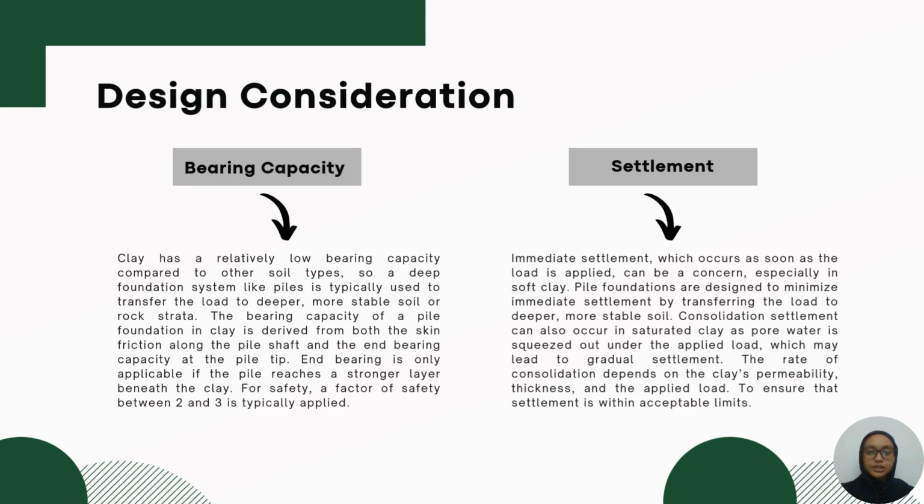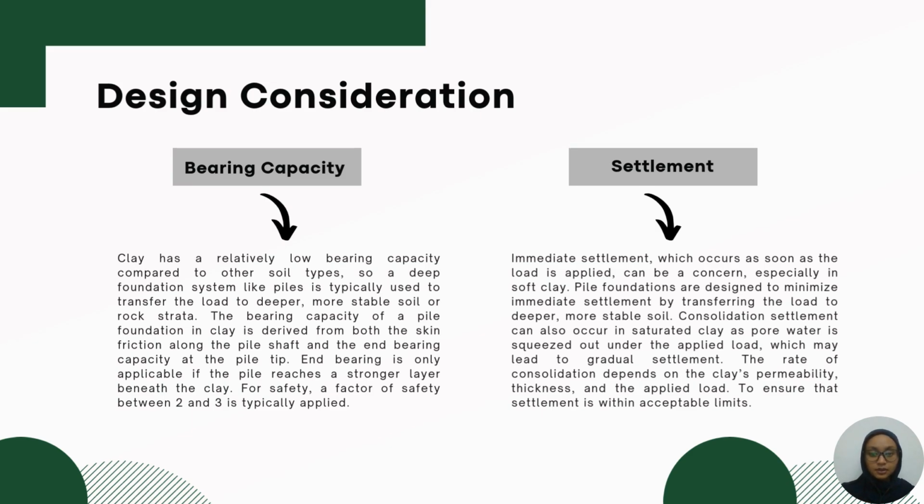Okay, design consideration with bearing capacity and settlement. For bearing capacity, clay has a relatively low bearing capacity compared to other soil types. So a deep foundation system like piles is typically used to transfer the load to deeper, more stable soil or rock strata. The bearing capacity of a pile foundation in clay is derived from both the friction along the pile shaft and the end bearing capacity at the pile tip. End bearing is only applicable if the pile reaches a stronger layer beneath the clay.